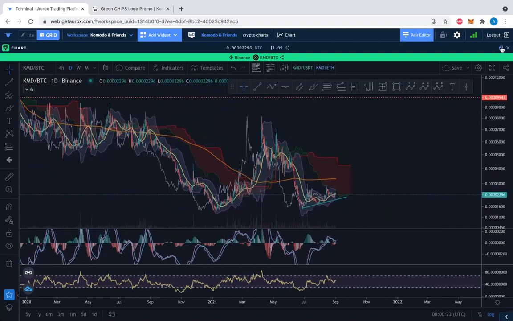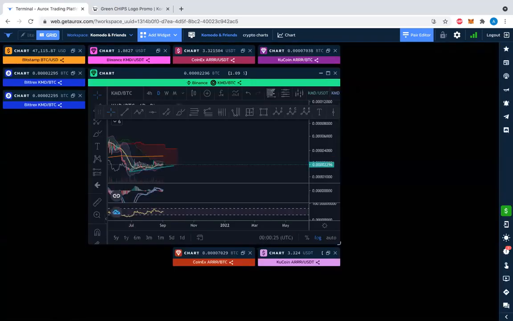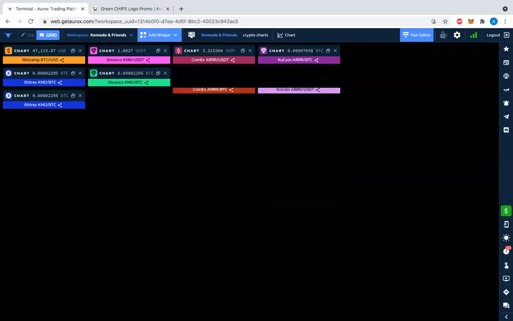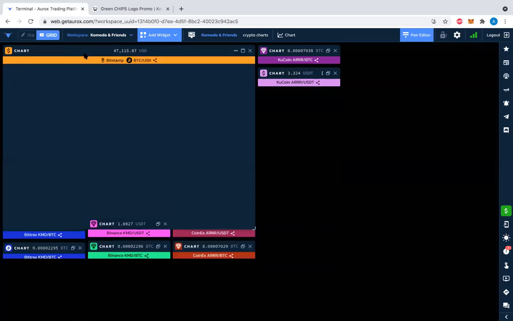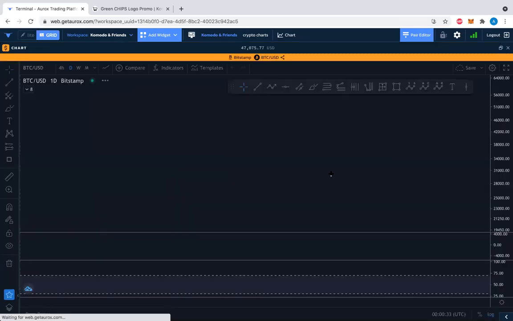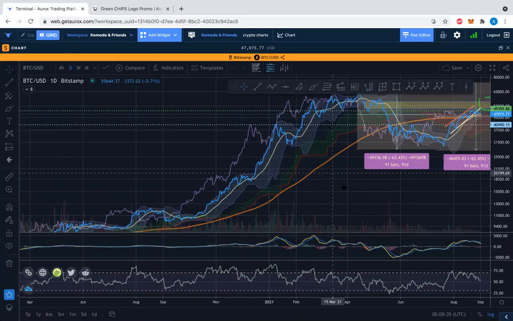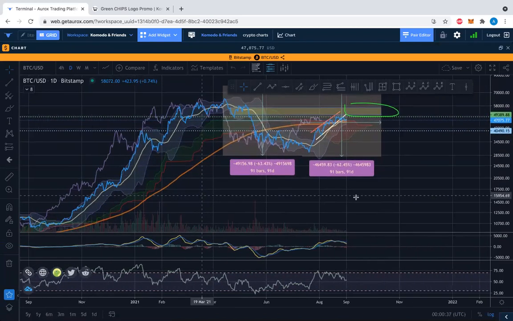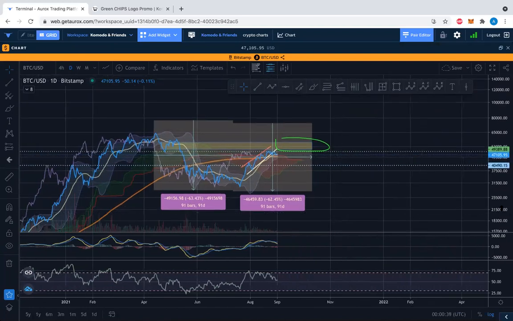KMD BTC. Don't really have anything much else to report. Hope you're doing well. Let's just verify the candle close. That was an alert. We are now at candle closing time. It is 30 seconds past midnight in the UTC.